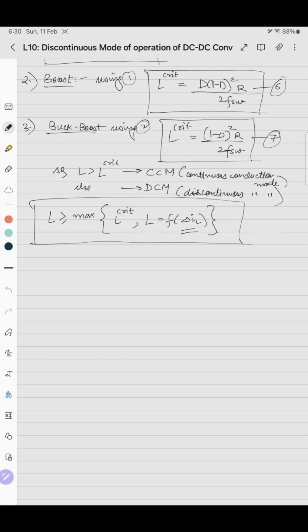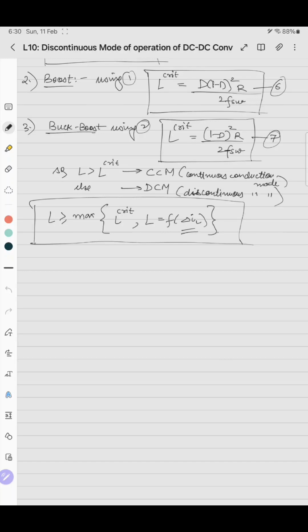But for a boost and buck-boost converter, V0 is Vin by 1 minus Dmax. So Dmax is 1, and it can go up to infinite voltage. Not practically, but only mathematically it should go infinite. But it will be very high. So we need to design the capacitor in such a way that it will be able to take that build up of voltage. The solution to get rid of the voltage build up, or the amp-second imbalance, in boost and buck-boost converter is to have a minimum load across the resistor.